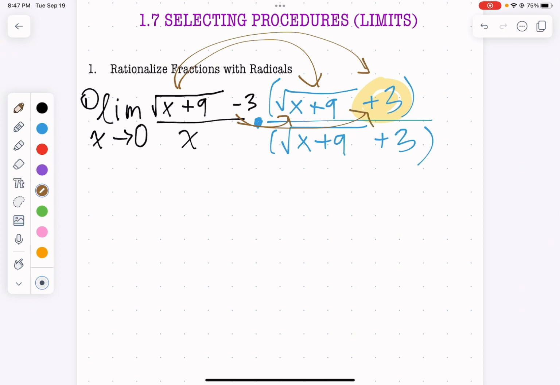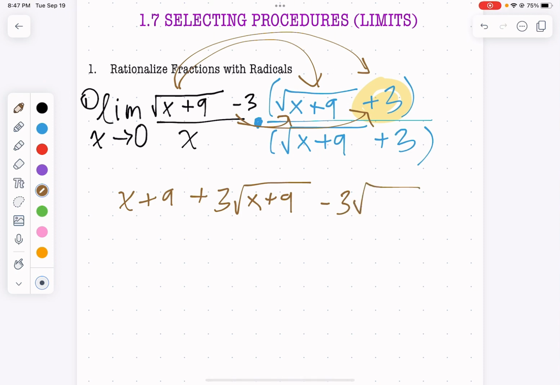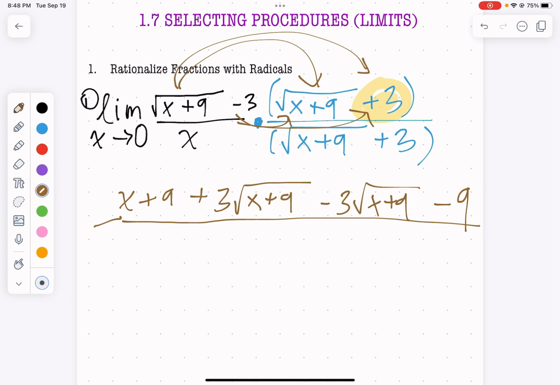All right, so square root of x plus 9 times square root of x plus 9, that cancels out the radical, and so you're going to be left with x plus 9 in the numerator. So that one's done. Then you do 3 times the square root of x plus 9, so then you have plus 3 square root of x plus 9, minus 3 square root of x plus 9, minus 9. And that is all going to be our new numerator now. And we'll work on canceling everything out later.